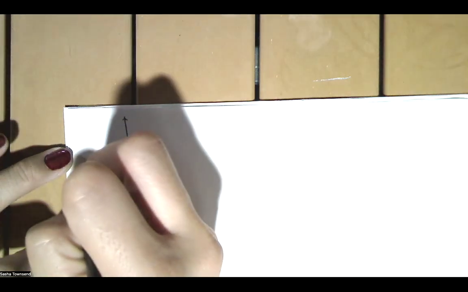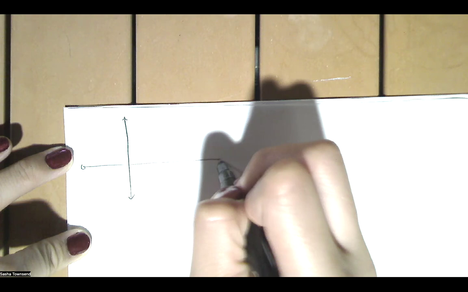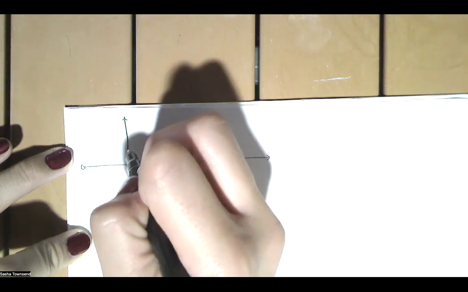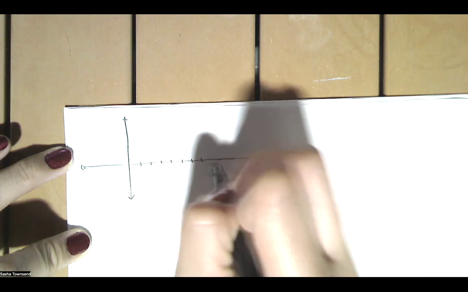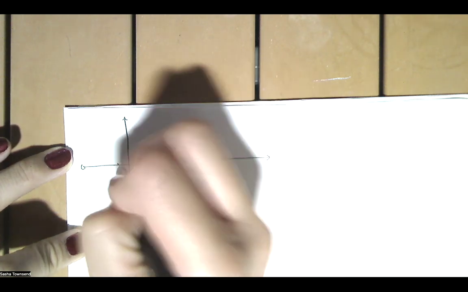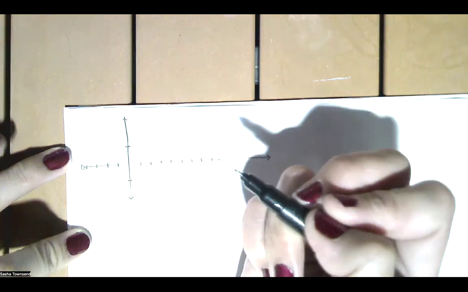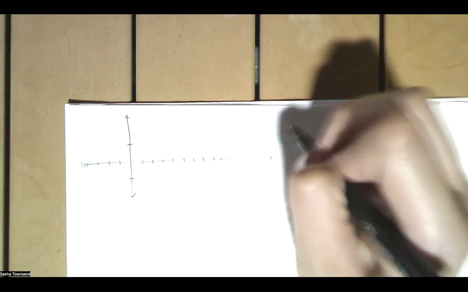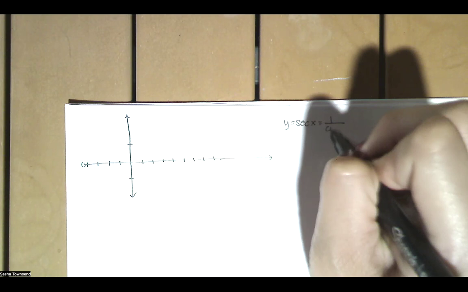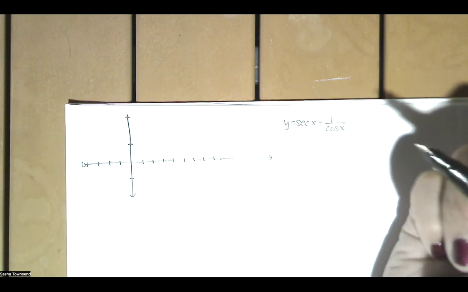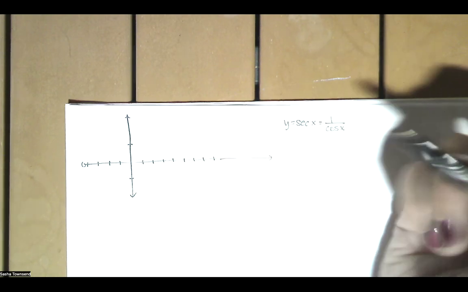Now we might be interested in secant. To graph secant, I always start by graphing the cosine function, because the secant of x is 1 divided by cosine of x. So I use the cosine of x as my guide to graphing the secant function.